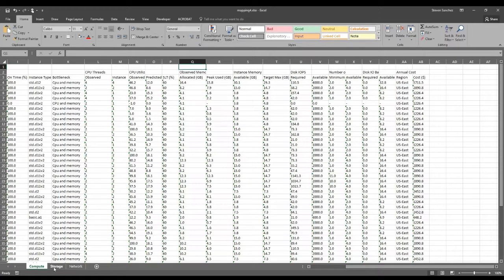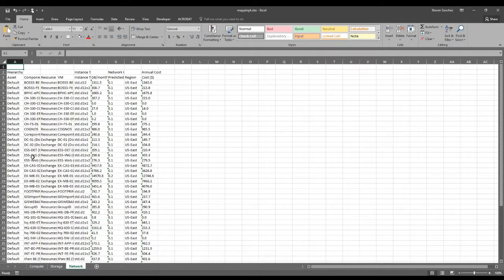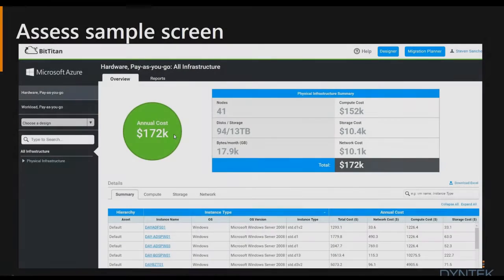So we look at the compute, we look at the storage, and again, here we're looking at virtual disk occurrence, IOPS, and then we also look at the network assessment of your environment as well. So this gives us the capability of being able to really take a look at what an optimized environment would look like for you.